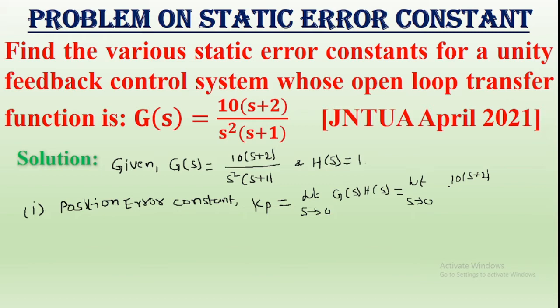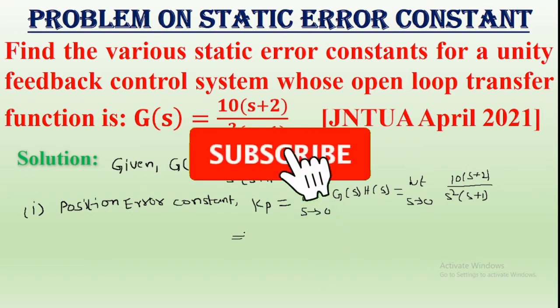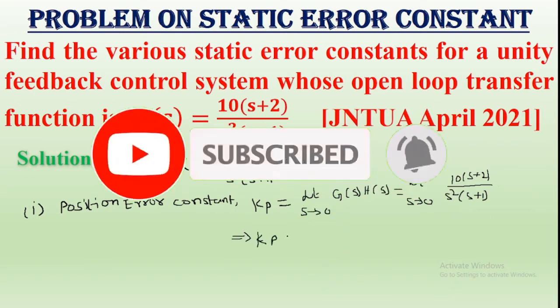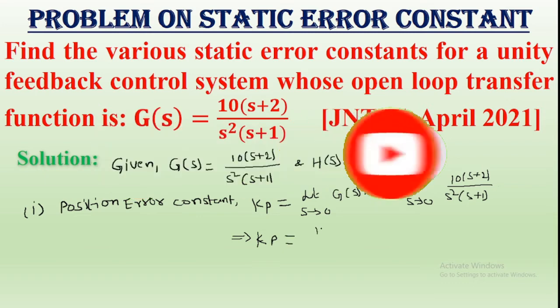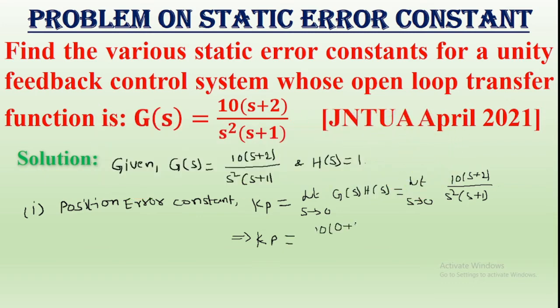For a unity feedback system, H(s) is equal to 1, and now applying the limit value s equal to 0, the position error constant Kp is equal to 10(0+2) divided by 0 square into (0+1). So that is equal to 20 divided by 0, a constant divided by 0, which is infinity. The position error constant value is infinity.